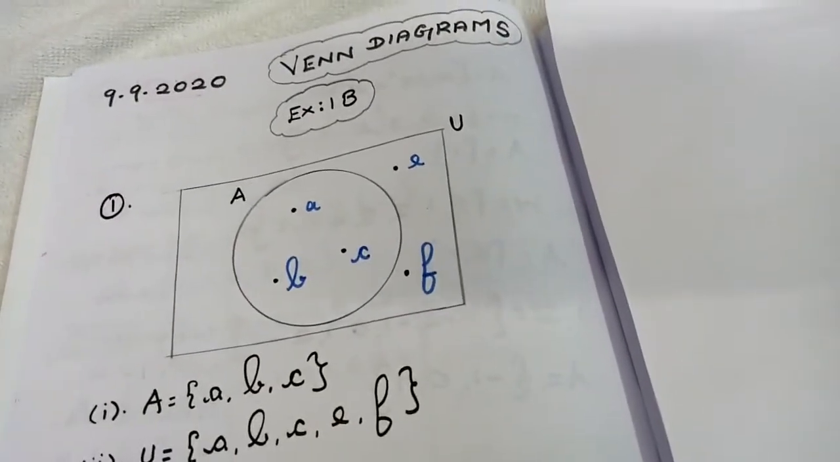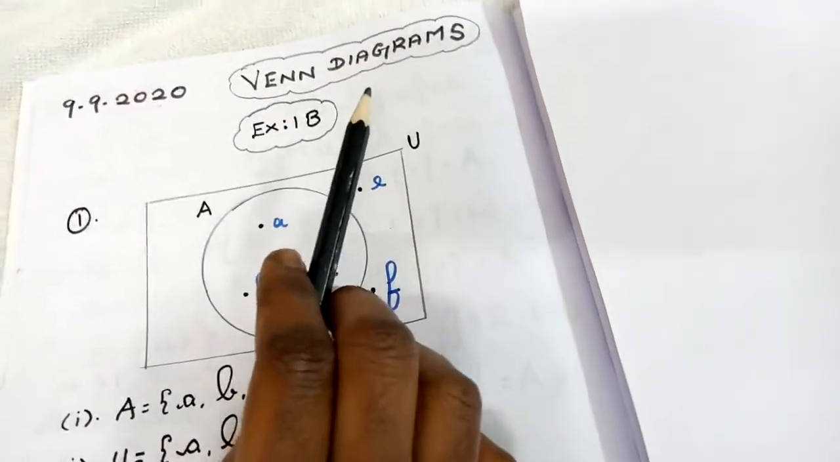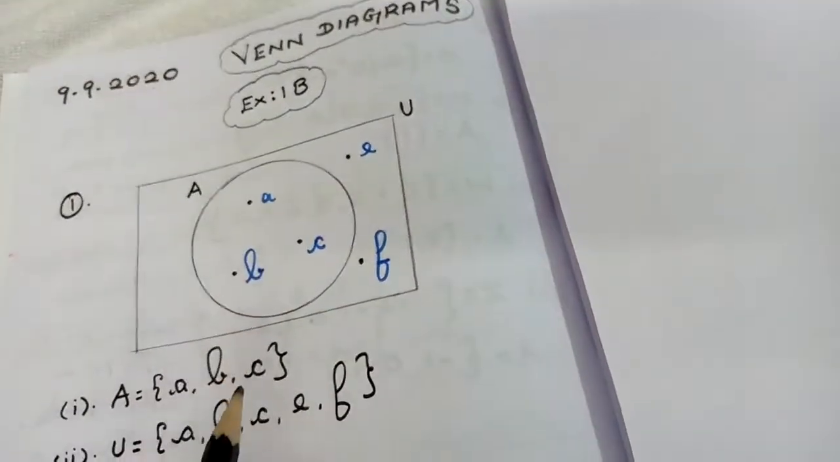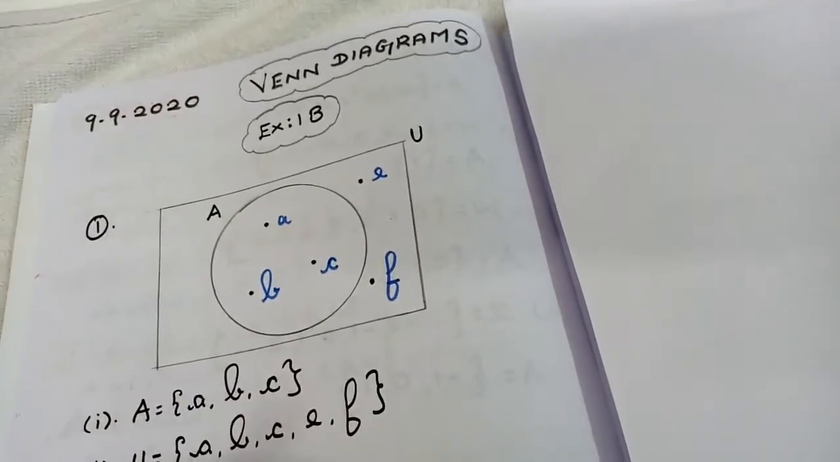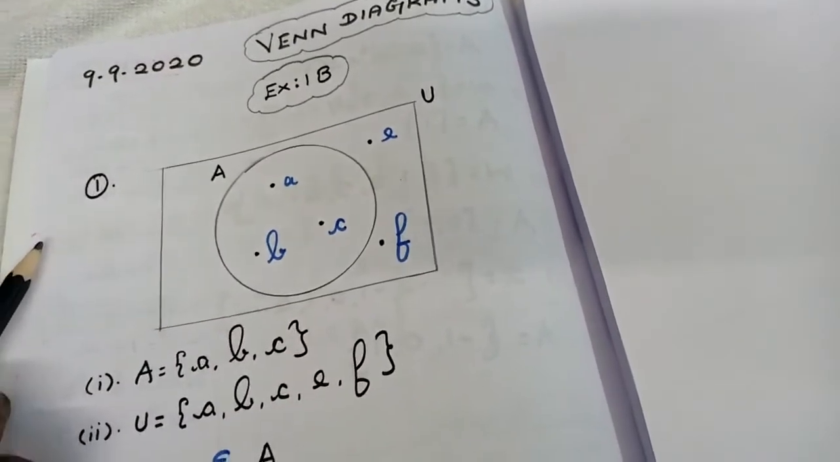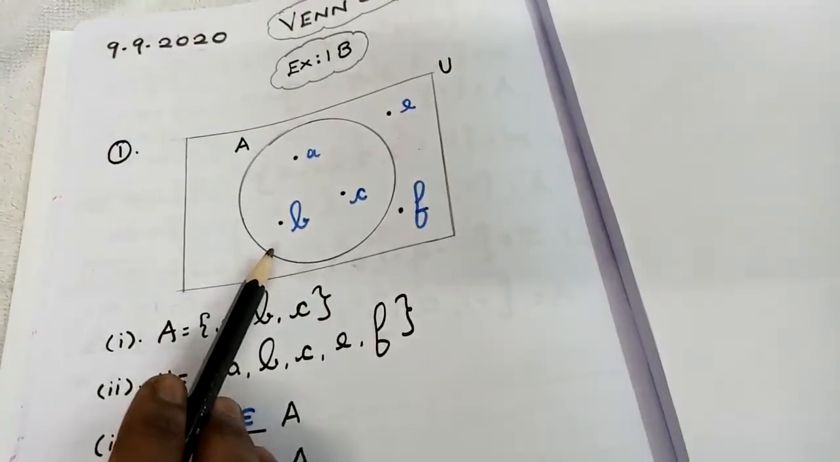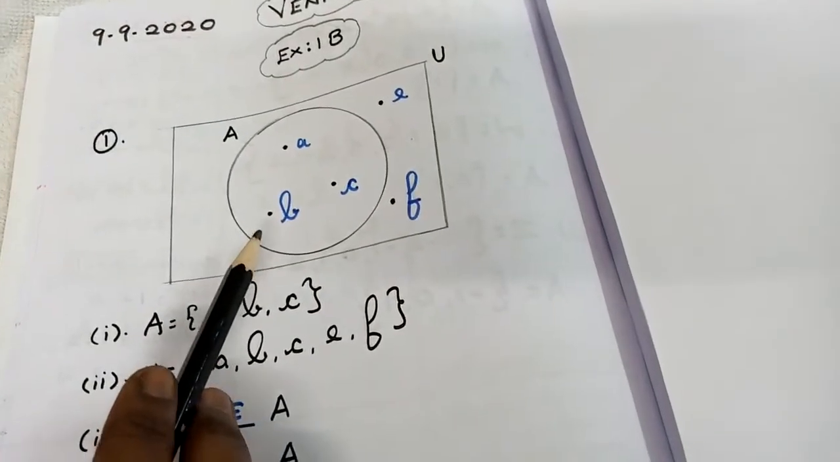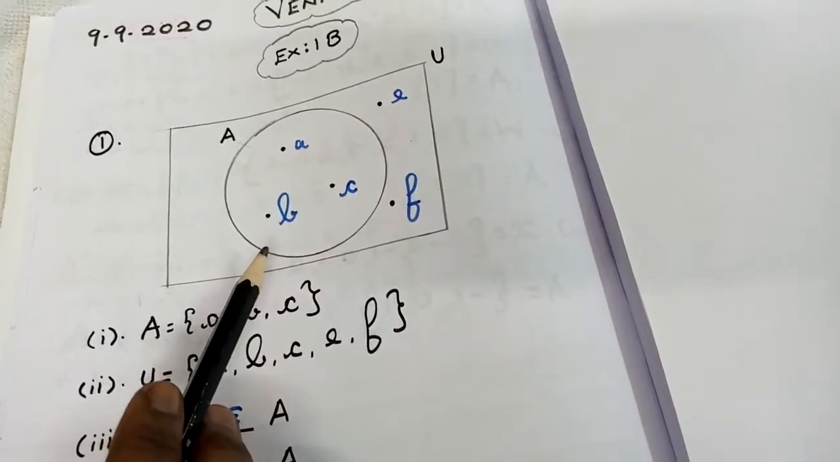Students, in exercise 1B, we are going to see the concept of Venn diagram. So what is the meaning of Venn diagram? A diagrammatic representation of a set is known as a Venn diagram. So I am going to take the first question. In your book, they have given you the diagram. From this diagram, we are going to locate the elements, where the elements are placed in the diagram.